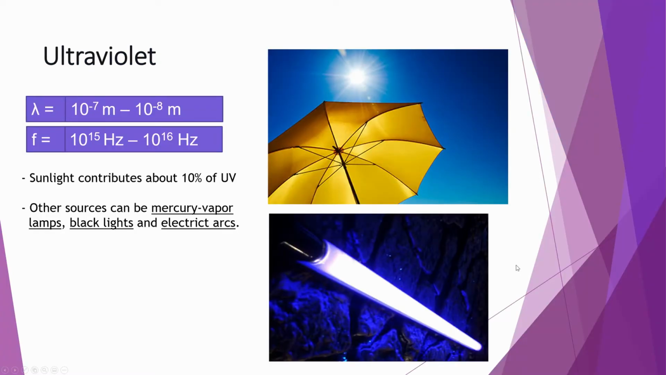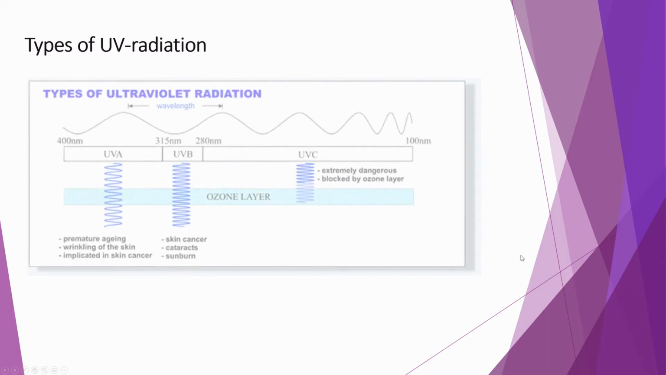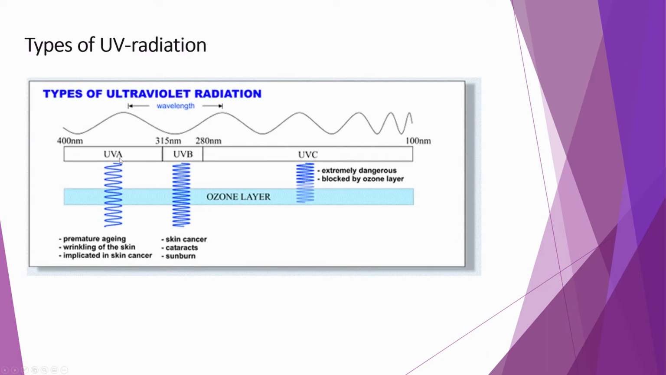The next radiation type is the ultraviolet. Sunlight contributes about 10% of ultraviolet. Sources that emit ultraviolet rays other than the sun may be mercury vapor lamps, black lights, and electric arcs. Ultraviolet light causes many substances to fluoresce, and as you know, ultraviolet radiation has both beneficial and harmful effects to life. There are three types of ultraviolet radiation that vary from harmless to being even deadly.